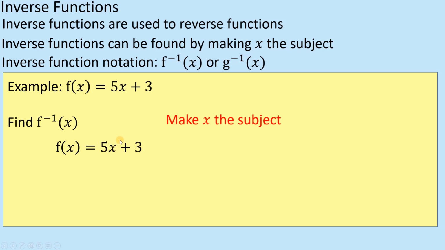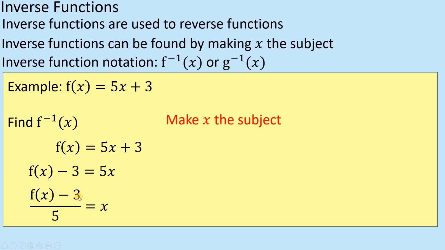I want to get rid of this plus 3, so I need to take it away. That gives f of x minus 3 equals 5x, just rearranging it like an equation. Then I'm going to divide this lot by the 5, which gives me this one. Essentially that is your inverse function, because I did the opposite of plus 3, take away, and then the opposite of times 5, divide by 5. So this is your inverse function.